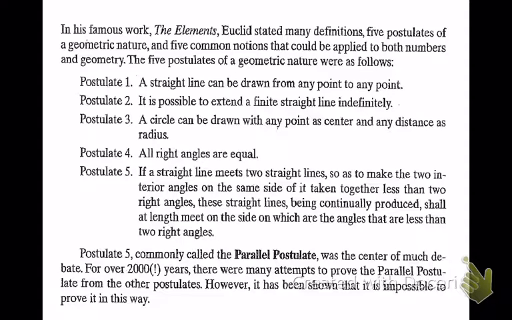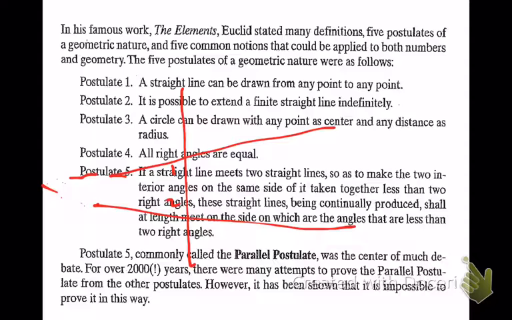Postulate 5. If a straight line meets two straight lines so as to make 2 interior angles on the same side of it taken together less than 2 right angles, these straight lines being continually produced shall meet at length on the side on which the angles are less than right angles. So what they're saying is, if I had 2 lines like this, and we have the transversal, and you add angle 1 and angle 2 together, they're less than 180. If that's the case, then we know that these 2 lines somewhere will meet on that side.